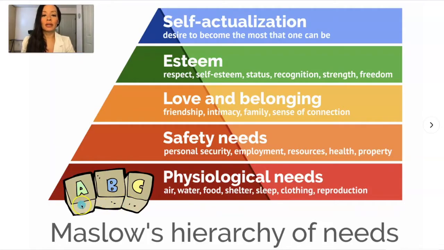The reason for this is because if you don't have a patent airway, but you can breathe, let's say I have an obstruction in my trachea, how am I going to get that breath in if there's an obstruction? So airway is king. And so airway, breathing, circulation, these are at the most physiological level. So air, water, food, shelter, sleep, clothing, reproduction.